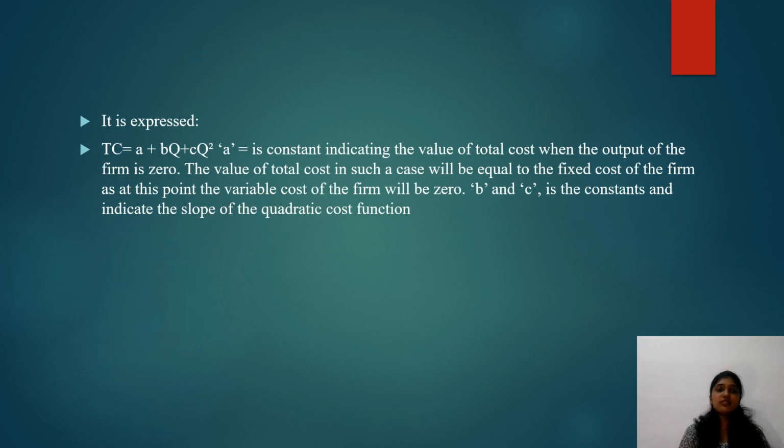This is expressed as TC is equal to A plus BQ plus CQ square. A is a constant indicating the value of total cost when the output of the firm is 0. The value of total cost in such a case will be equal to the fixed cost of the firm, as at this point the variable cost of the firm will be 0. B and C are constants and indicate the slope of the quadratic cost function.